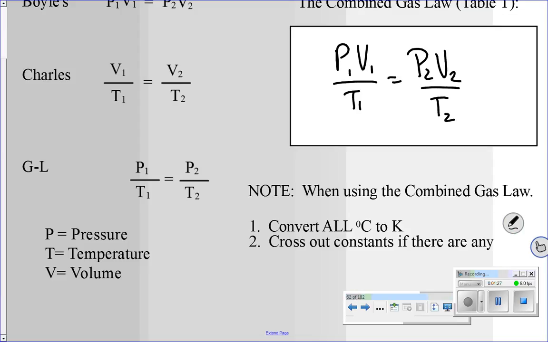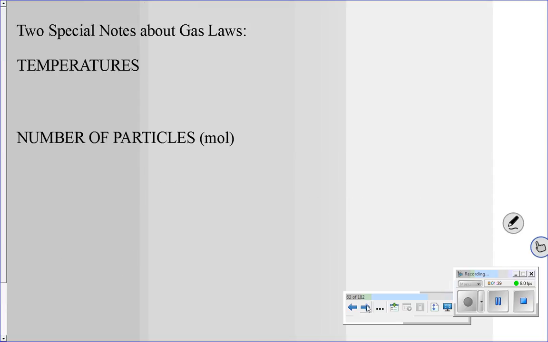So when using the combined gas law, a couple of things to keep in mind. You must convert all Celsius temperatures to Kelvin. Everything has to be in Kelvin. And if you have any constants, you need to cross them out as well. Two special notes again. Remember, your temperatures are going to be in Kelvin, and your number of moles is going to be fixed. You don't need to know what that number of moles is. You just know that it is not changing. So just keep that in mind.